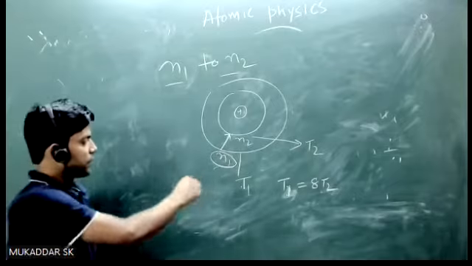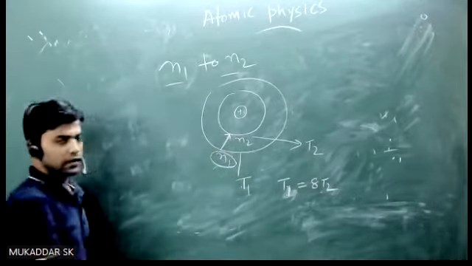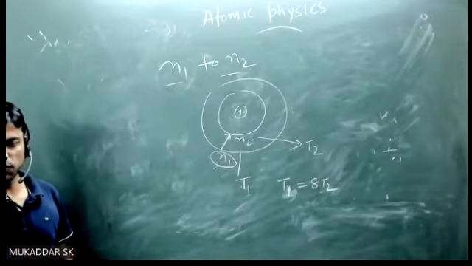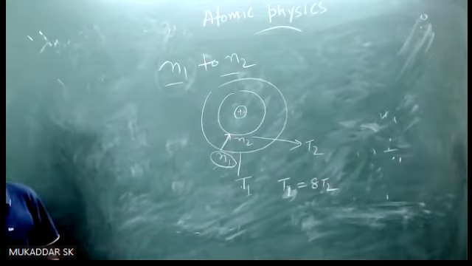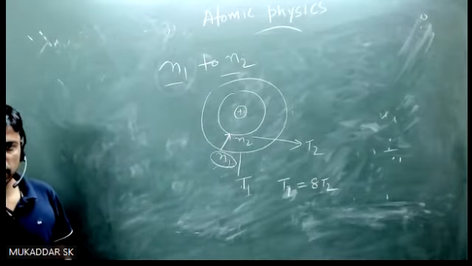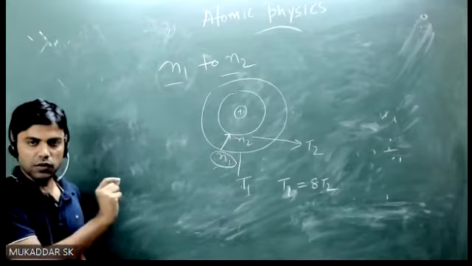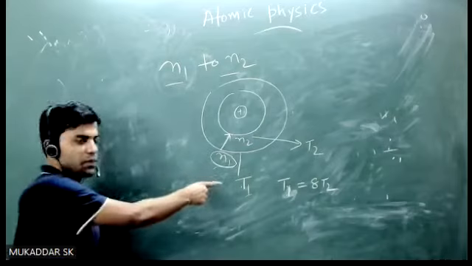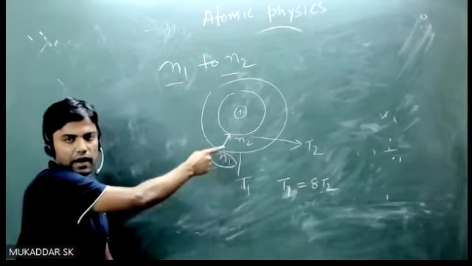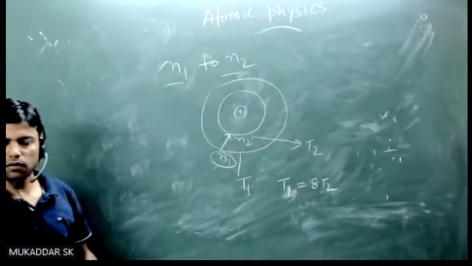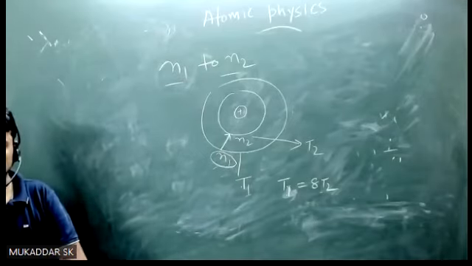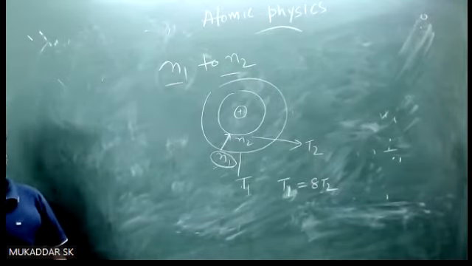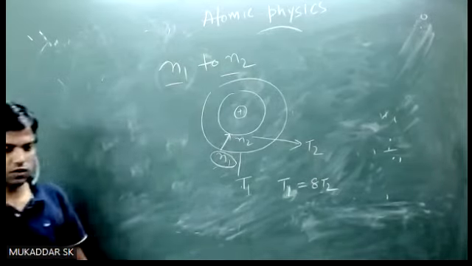So to solve this, you have to find the relation between n1 and n2, which means finding the relation between time period and principal quantum number. The same type of question is often asked about the relation between frequency of revolution and principal quantum number. If you know the relation between time period and principal quantum number, you can easily calculate the relation for frequency, because T is nothing but 1 by f. So let us solve this question first.